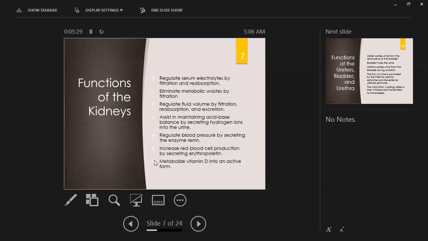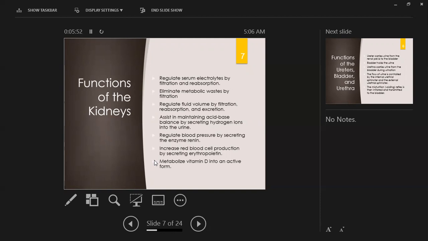Functions of the kidneys. The kidneys work to regulate your serum electrolytes by filtration and reabsorption. They also eliminate metabolic waste by filtration. They regulate your fluid volume in your body by filtration, reabsorption, and excretion, depending on what your body needs and what your hormones are telling your kidneys to do.